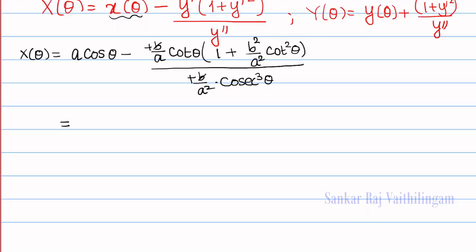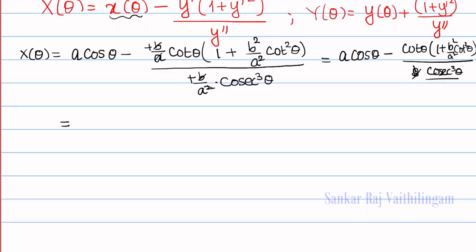In the a term, in the square term, substitute and go. That is, this is equal to a cos theta minus cot theta into 1 plus b square by a square into cot square theta, divided by 1 by, I will write this as cosecant cube theta by a.